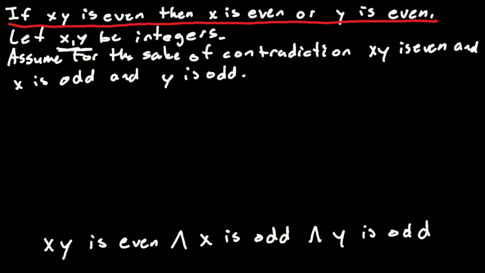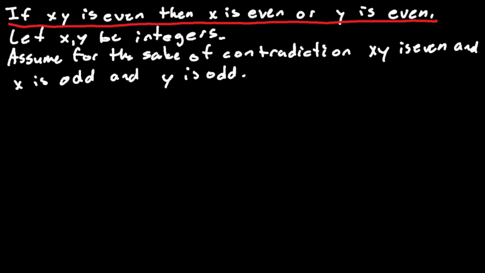So I need to introduce the variables we're using. I forgot that in my proof of contrapositive video for like 2 out of 3 of my proofs, so I'm not going to do it again. But assume for the sake of contradiction, xy is even, and x is odd, and y is odd. Okay, so here's the thing. xy is even, right? But x is odd and y is odd.